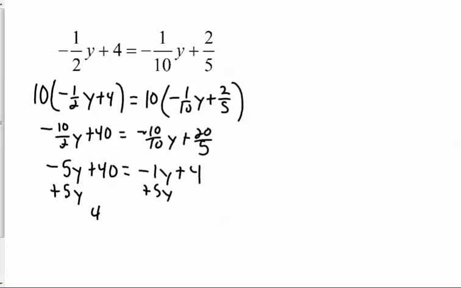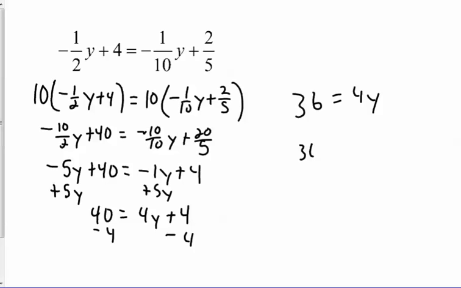So now I have 40 equals 4y plus 4. Now I have to solve for that y. So I'm going to subtract 4 from both sides. I get 36 equals 4y. And now I'm going to divide both sides by 4 to get y completely by itself. So y is equal to 9. Okay, so that should be pretty simple, right?